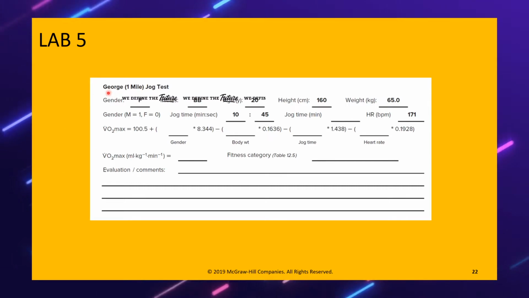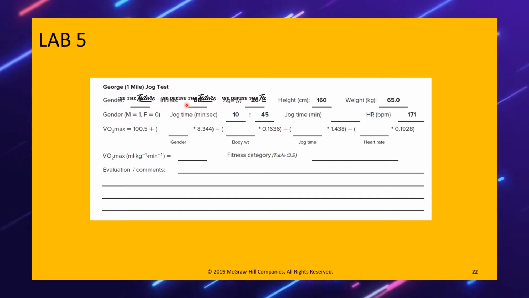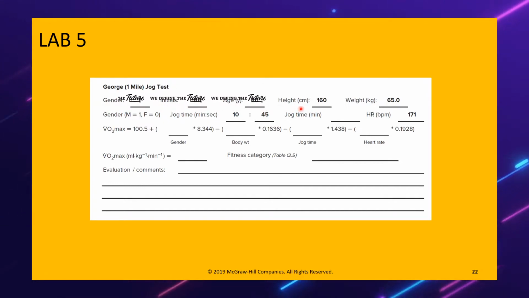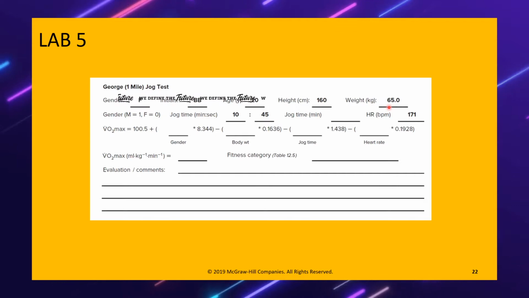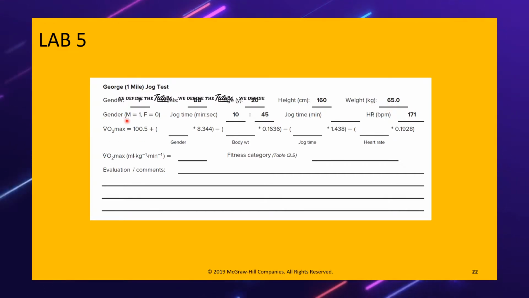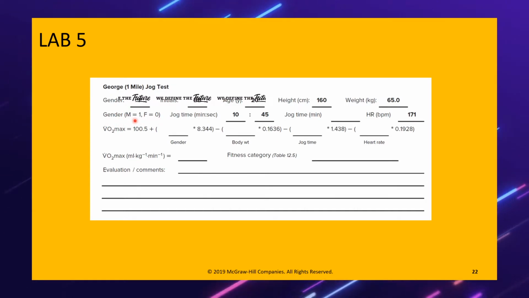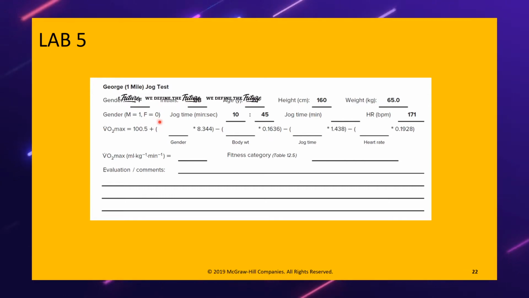All right, so now we're at the George 1 mile jog test. We have a female, and this is her initials. Her age is 20. Her height is 160 centimeters. Her weight is 65 kilograms. Now we have to categorize gender, with males as 1 and females as 0.